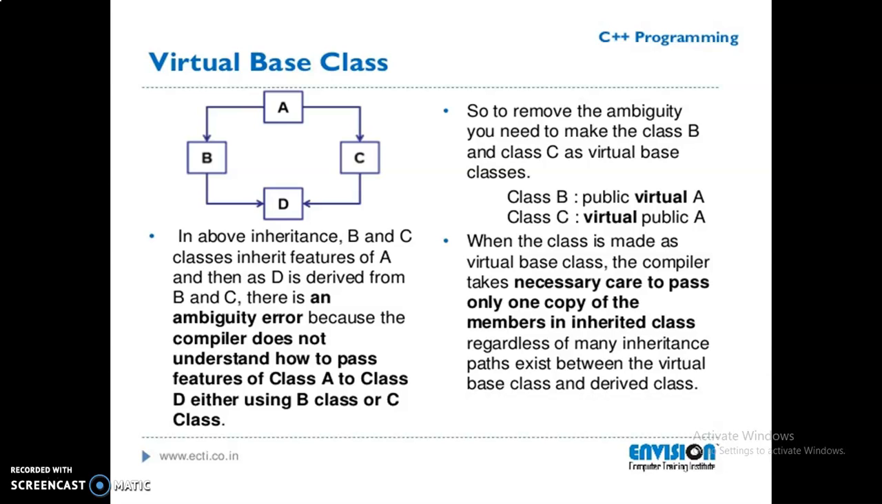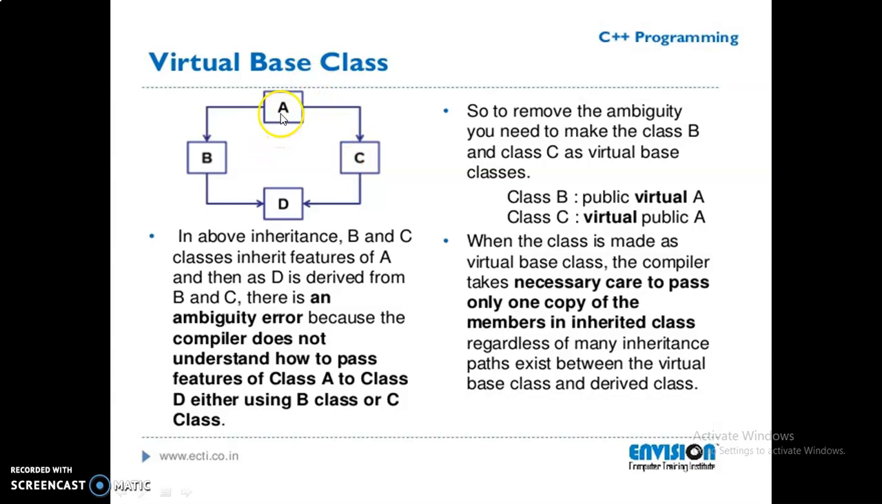In the above inheritance, classes B and C inherit the features of A, and then D is derived from B and C. There is an ambiguity error because the compiler does not understand how to pass the features of class A to class D, either using class B or C. So, to remove the ambiguity, you need to make class B and class C virtual base classes. The syntax is class B : public virtual A and class C : virtual public A. When the class is made a virtual base class, the compiler takes necessary care to pass only one copy of the members in the inherited class, regardless of how many inheritance paths exist between the virtual base classes and derived classes.